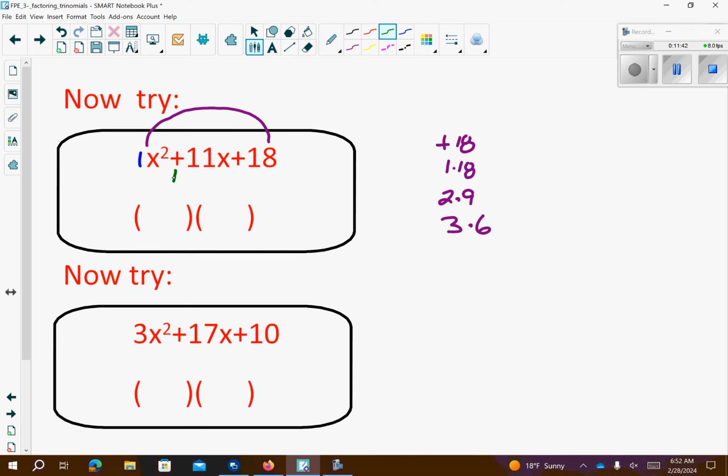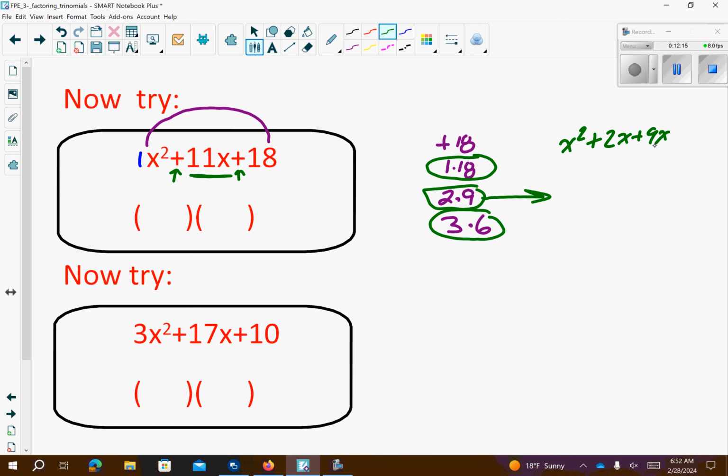Now, the nice thing is both of these signs are positive. That's important for this one. So we want to think about, if I add these together, do I get 11? No, I get 19. If I add these together, do I get 11? No, I get 9. These are the ones that I add together. 2 plus 9 is equal to 11. So watch what we're going to do. We're going to keep the x squared just as it is, and then I'm going to go plus 2x and plus 9x. You can do this in whatever order you want.